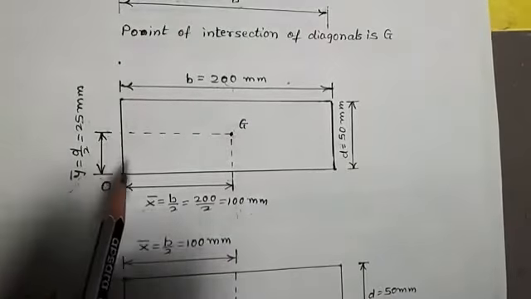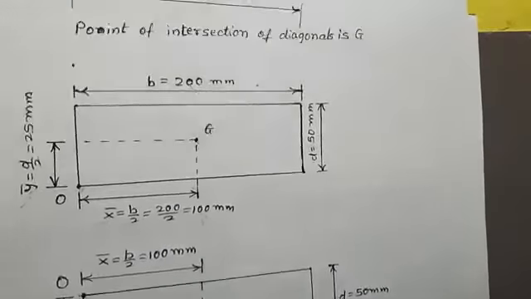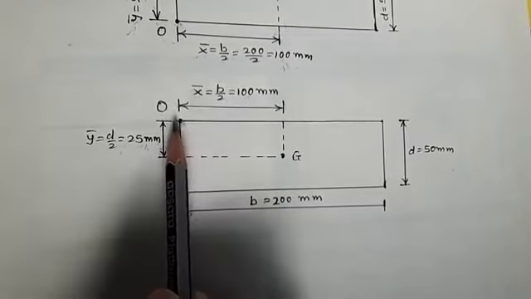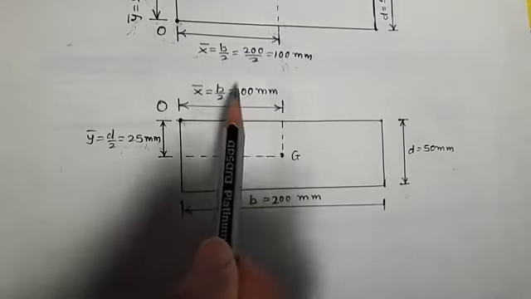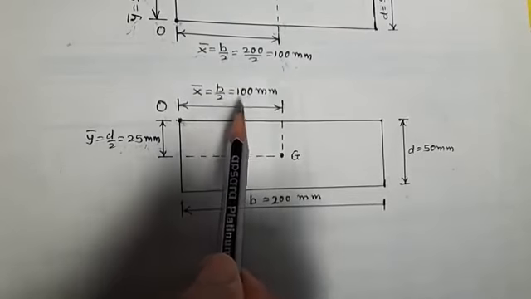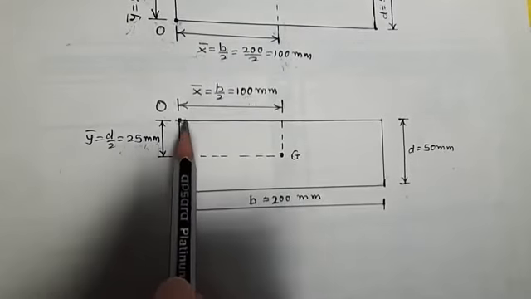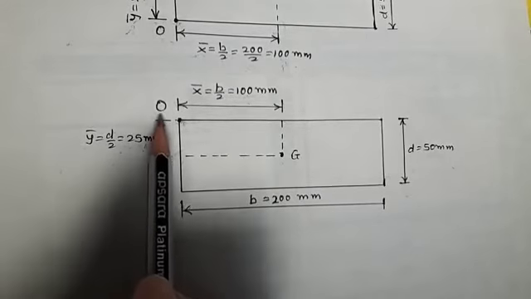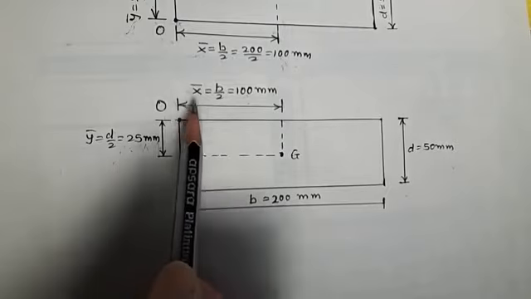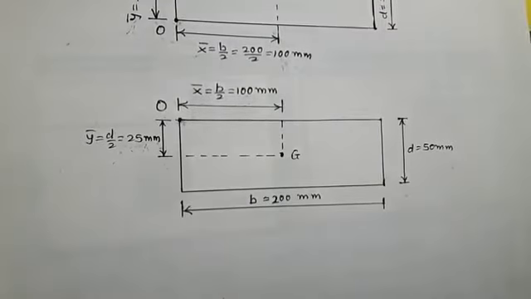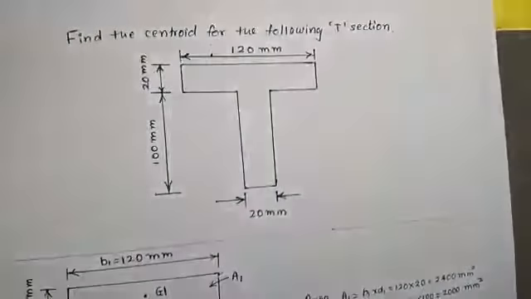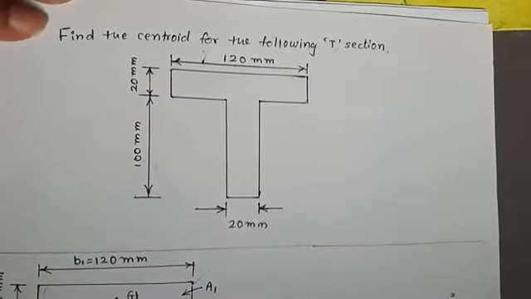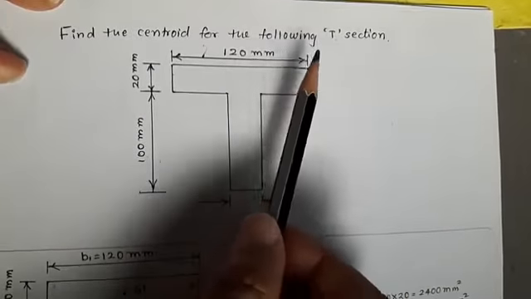Now here I am taking O at the bottom. If I take O at the top, then from O to G the horizontal distance will again be 200 by 2, that is 100 mm, and the vertical distance will be 50 by 2, y bar is equal to D by 2, that is 25 mm. This is y bar 25 and x bar 100 mm. This is how we locate the centroid of a rectangle.